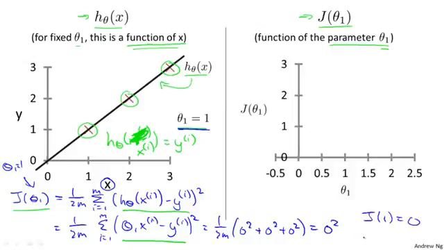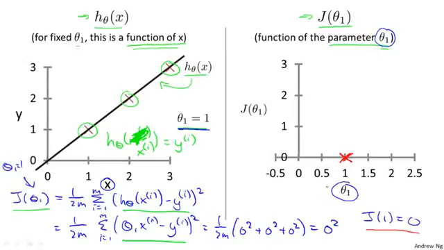What I'm going to do on the right is plot my cost function J. And notice, because my cost function is a function of my parameter theta 1, when I plot my cost function, the horizontal axis is now labeled with theta 1. So I have J of 1 equals 0, so let's go ahead and plot that. An x over there. Now let's look at some other examples.